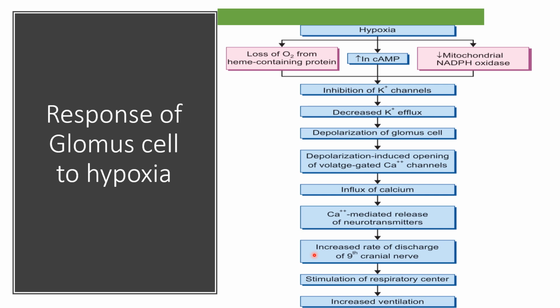This dopamine binds with the D2 receptor present on the postsynaptic membrane, that is the ninth cranial nerve, and stimulates the respiratory center. This response is integrated in the DRG and the inspiratory area of the VRG, so ventilation increases. Ultimately, the partial pressure of oxygen is normalized.